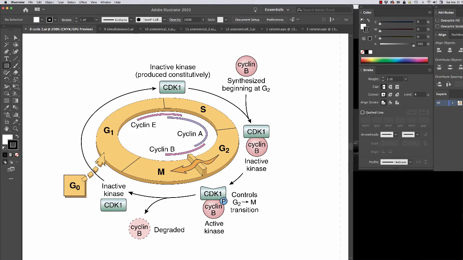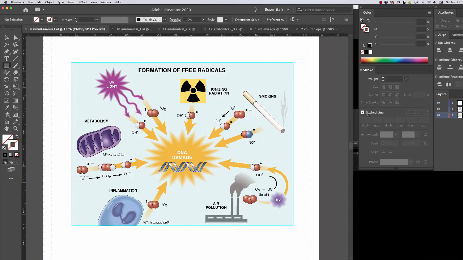Now, in addition to simple linear sequences, top to bottom, left and right, or these kinds of cyclical processes, there are some biological processes where there are multiple pathways all leading to a similar outcome simultaneously. So I'd refer to this as sort of a simultaneous process, or a series of processes happening simultaneously.